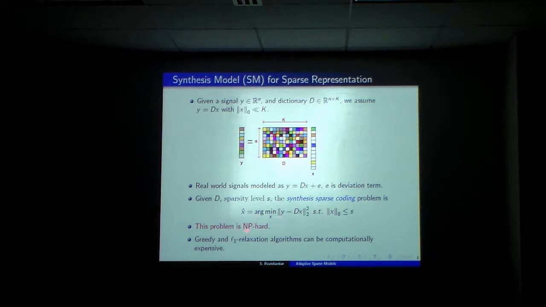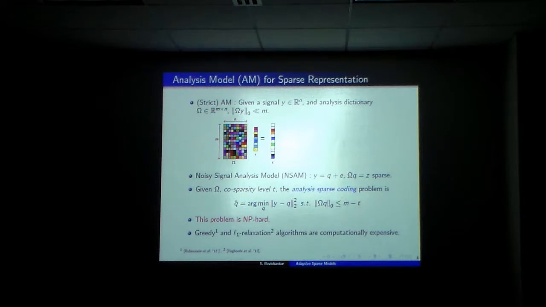Although it's an NP hard problem, there have been several algorithms proposed over several years for solving this kind of problem. They can be either greedy algorithms or relaxation algorithms. Although these algorithms have been shown to solve this problem under certain assumptions, they tend to be computationally expensive for large-scale settings. And I'll be pretty much repeating the key phrase large-scale settings throughout this talk, because that's what the focus is going to be.